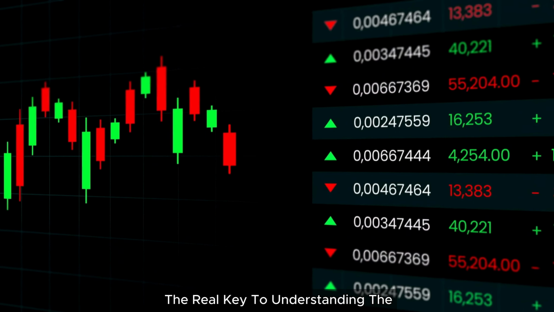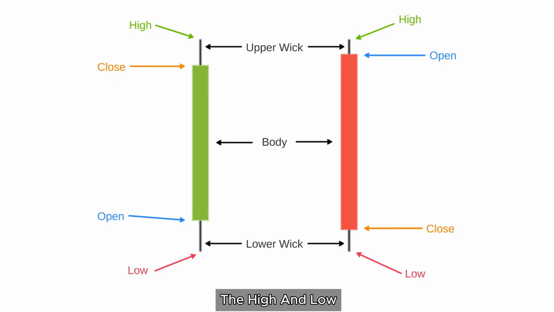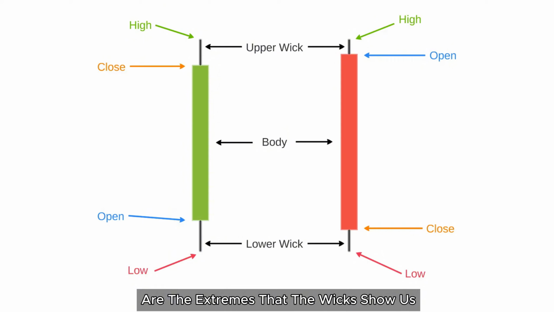But here's where these candles get really powerful. Every single candle, no matter its color or its shape, packs in 4 crucial pieces of information. This is what makes them so incredibly useful for traders. And these 4 data points are the open, the high, the low, and the close. You'll often hear it called OHLC. The open is the very first price when the candle's time period began. The high and low are the extremes that the wicks show us, and the close, that's the very last price right before the time period ended.